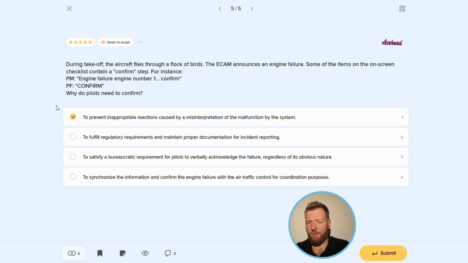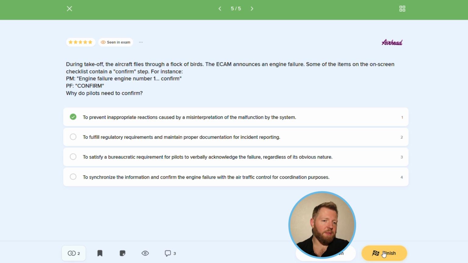So like I mentioned before, the closest possible answer and the only one that makes any sense is answer number 1. And this answer is a correct one.